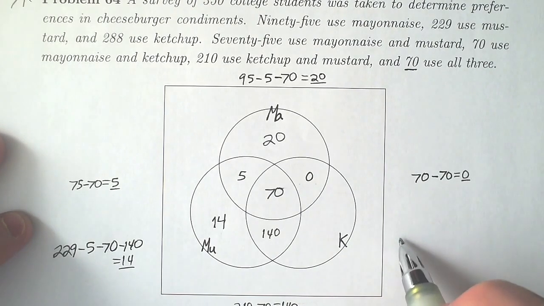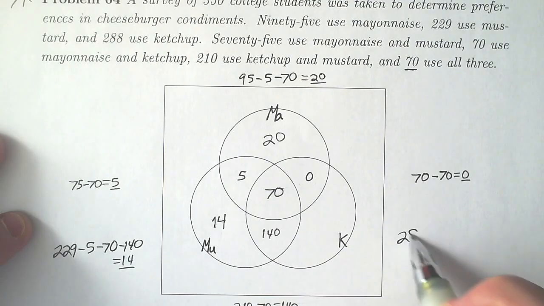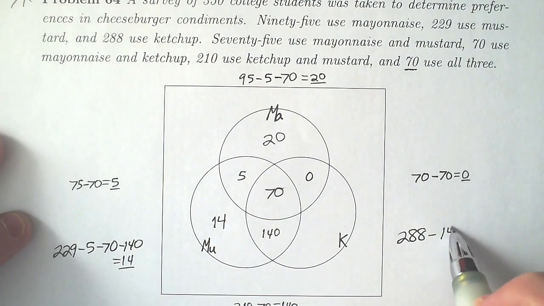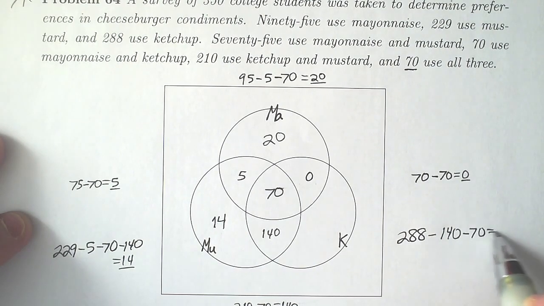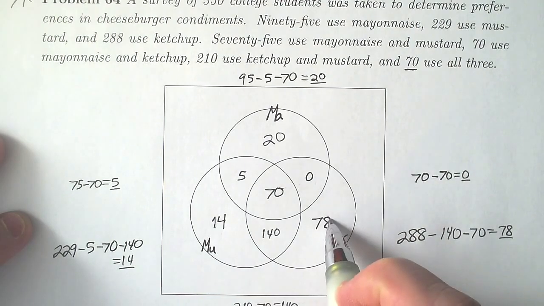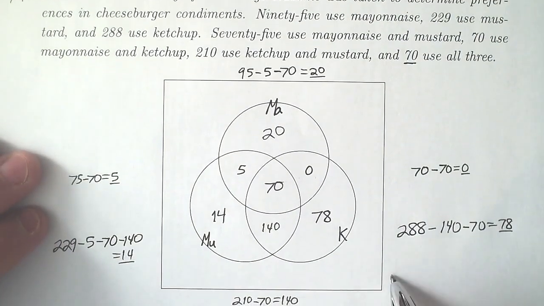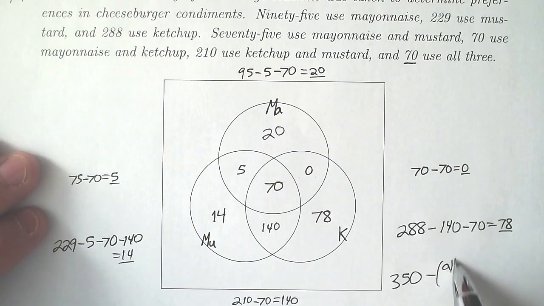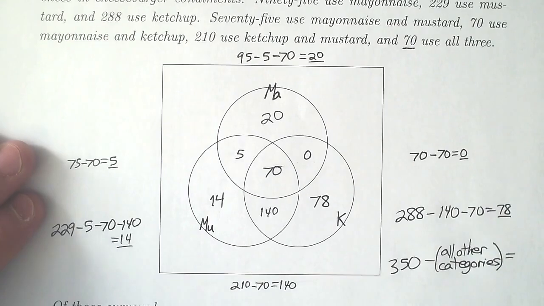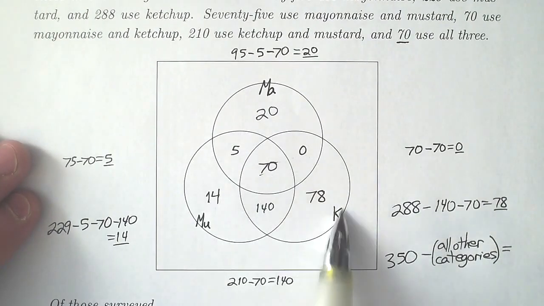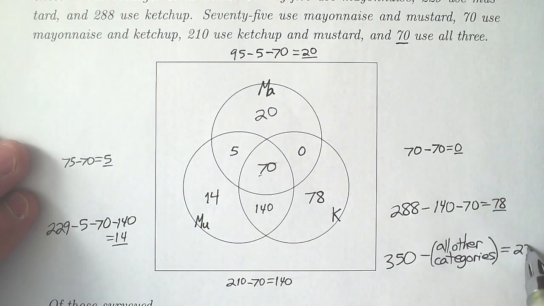All right, and finally over here, 288 use ketchup. So 288 minus 140 minus 70 is 78. Goes in here. And the beginning of the problem said it was a survey of 350 college students. So let's do 350 minus all other categories. That's the one that can take the longest on a calculator. We have to subtract everything we wrote in here. I worked this out on a calculator already. I got 23.